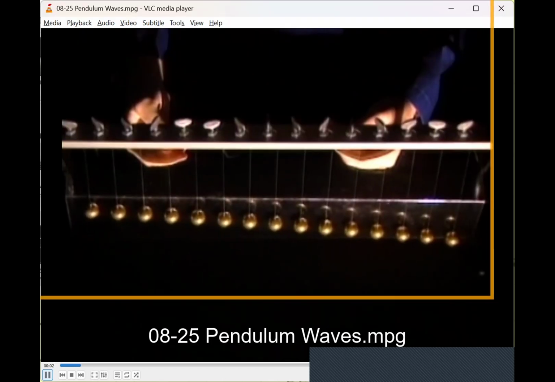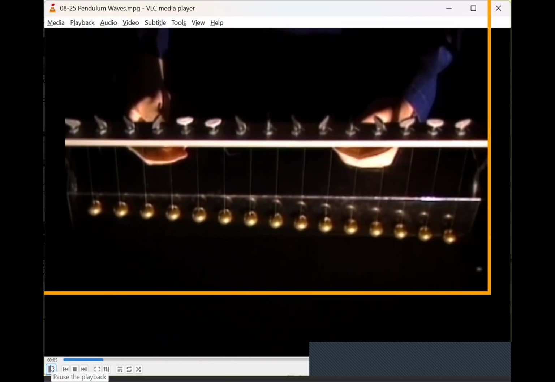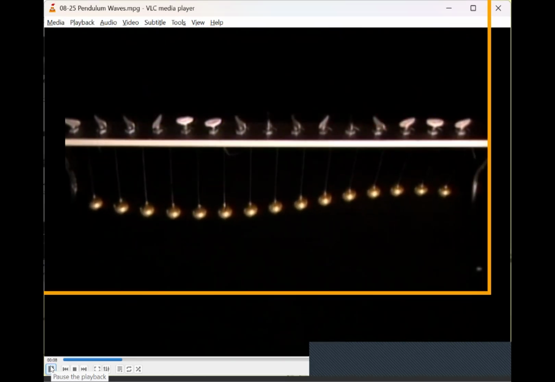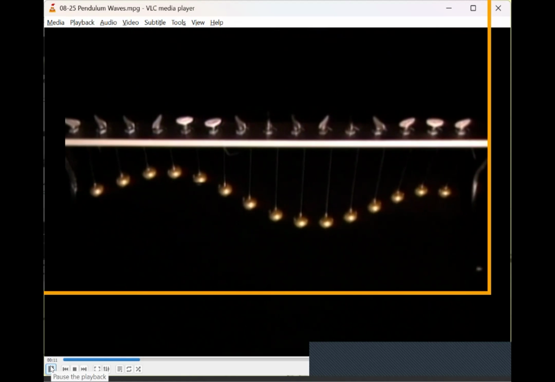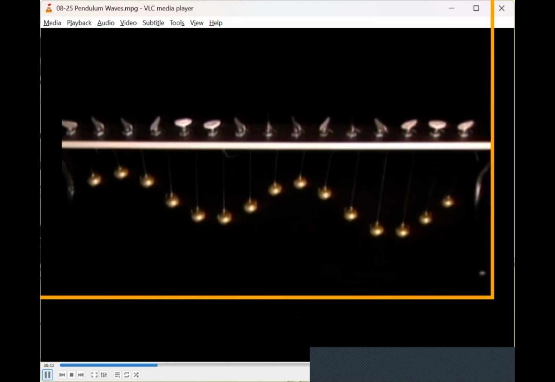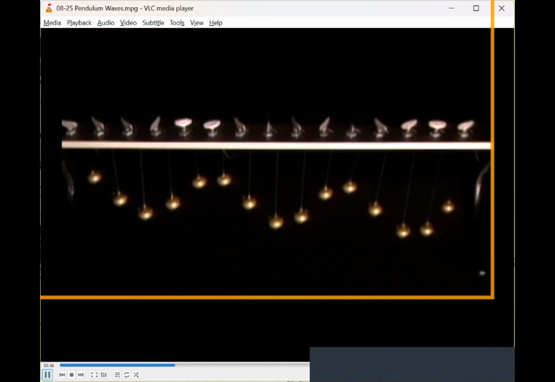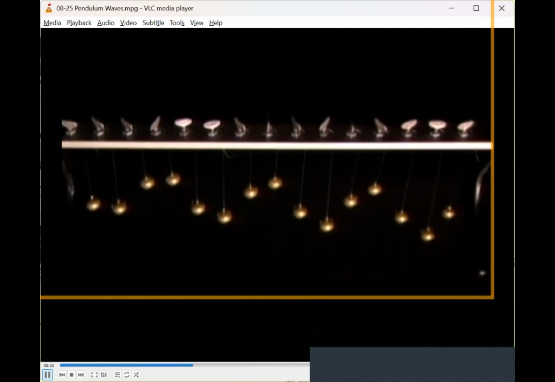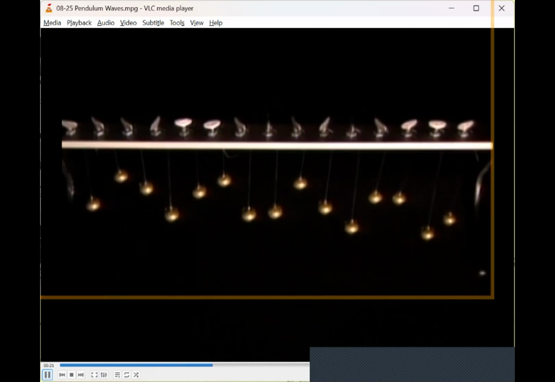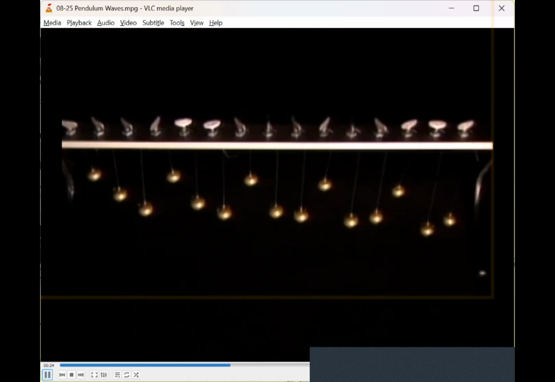Okay. Now, the last thing I want to show you is pendulum waves. Fifteen independent simple pendula are suspended from a rigid frame. The lengths of the pendula have been carefully chosen so that the phase change per oscillation between any two adjacent pendula is the same. Notice that as they oscillate, they create a continuously changing pattern of traveling and standing waves.